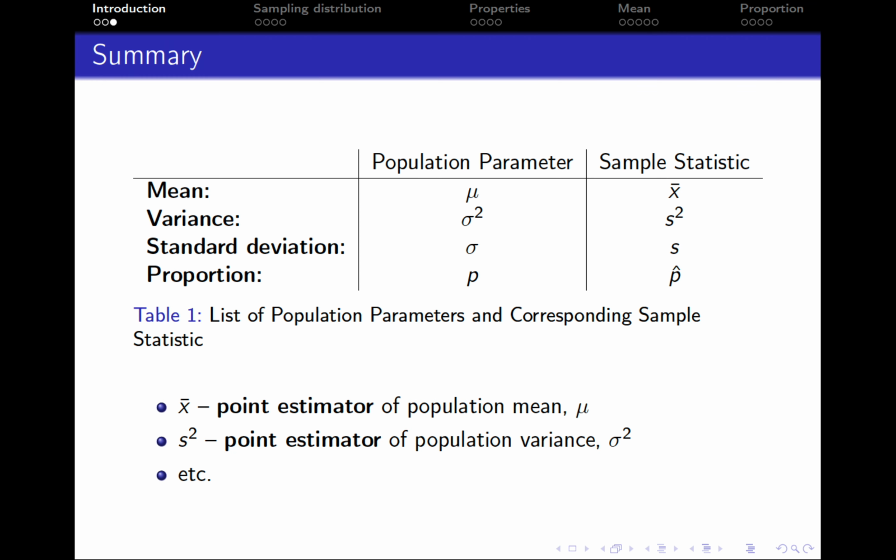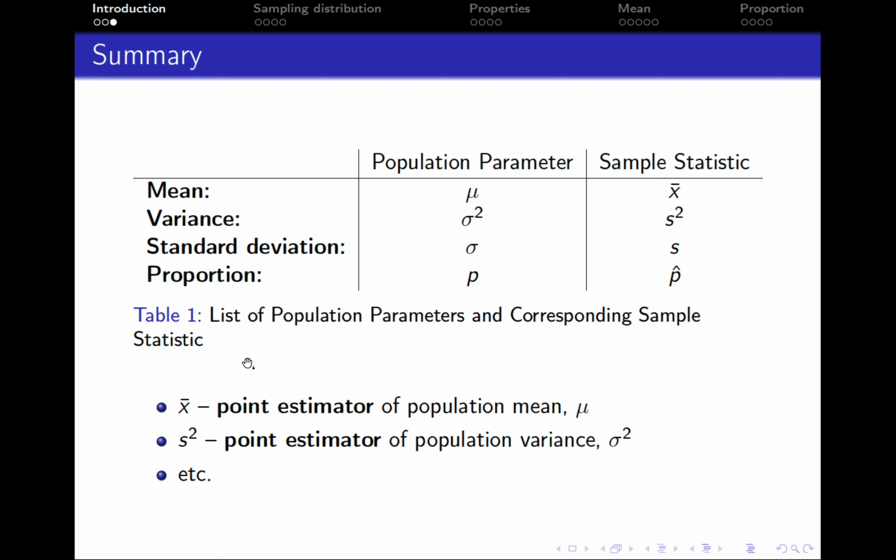So here on this slide, you can see a quick summary. In the first column, we've got the numeric descriptive measures: mean, variance, standard deviation, proportion. In the next column, we've got the corresponding population parameters, and in the last column, sample statistics.